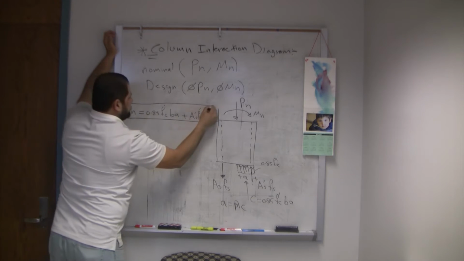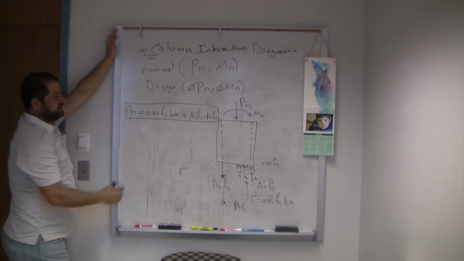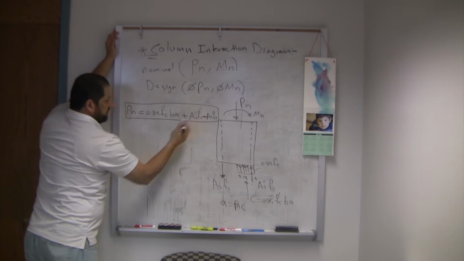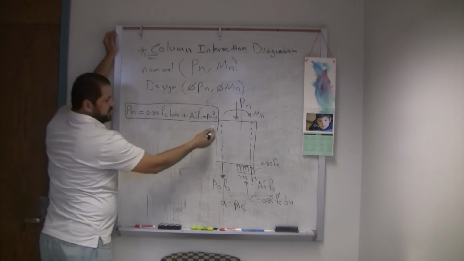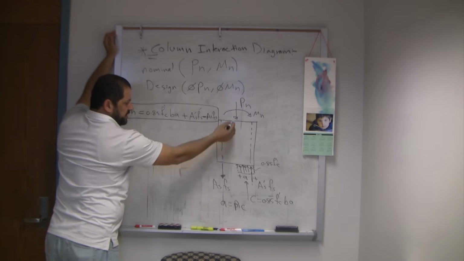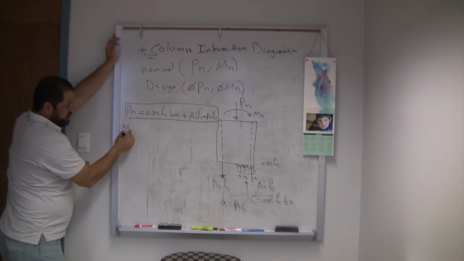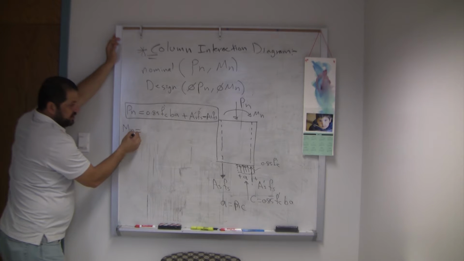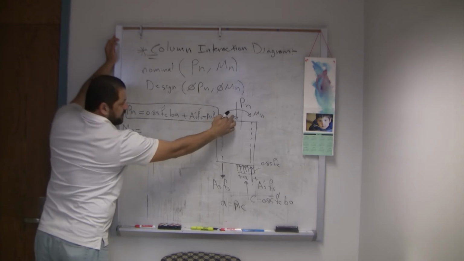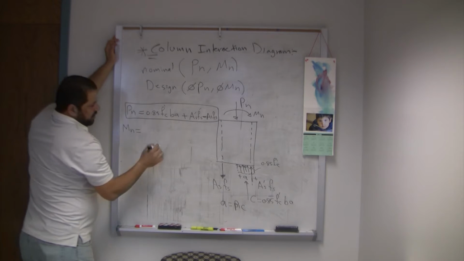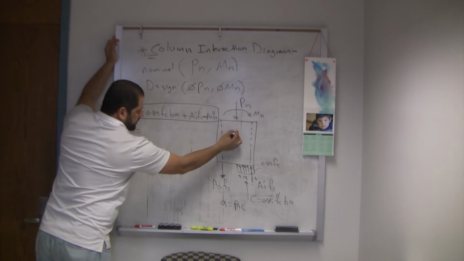That's the first equation. The sum of the moments must be equal to 0. In other words, Mn, which is equal to Pn e, if we take it about this centroid here.